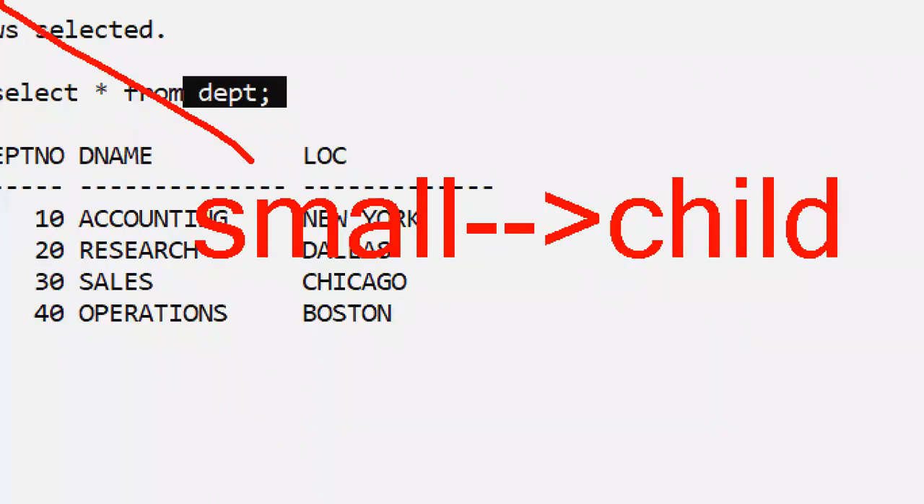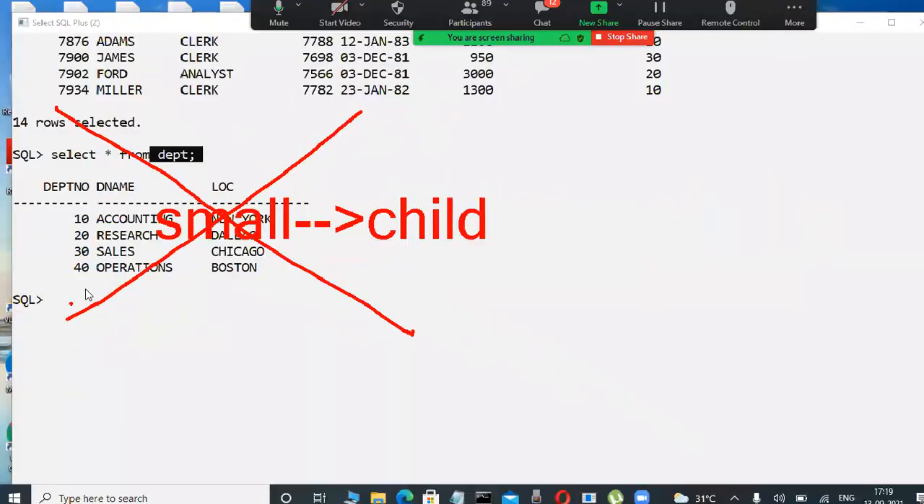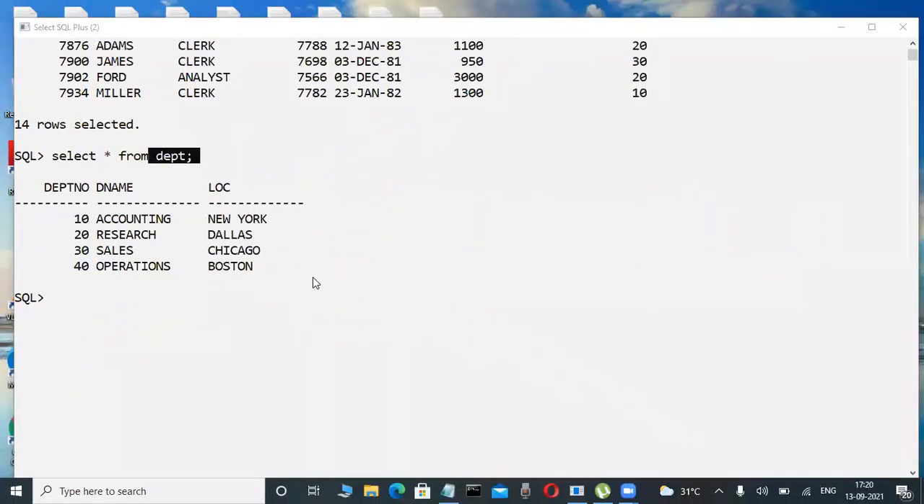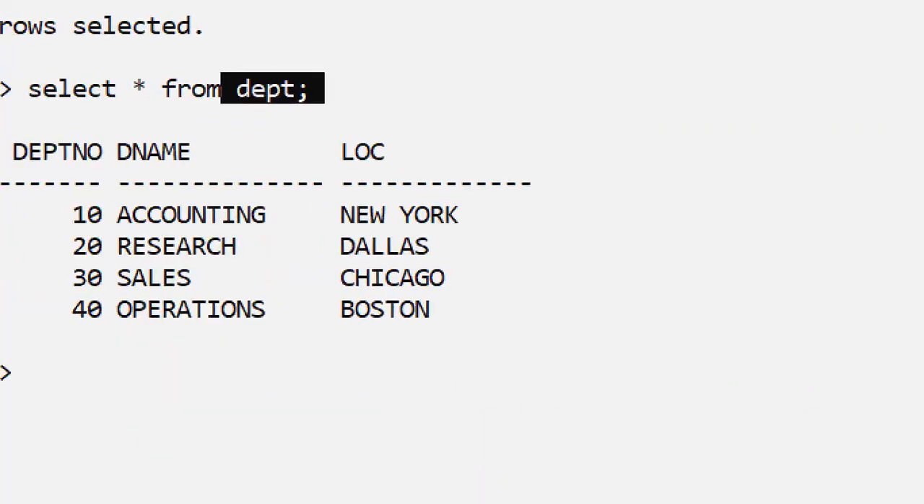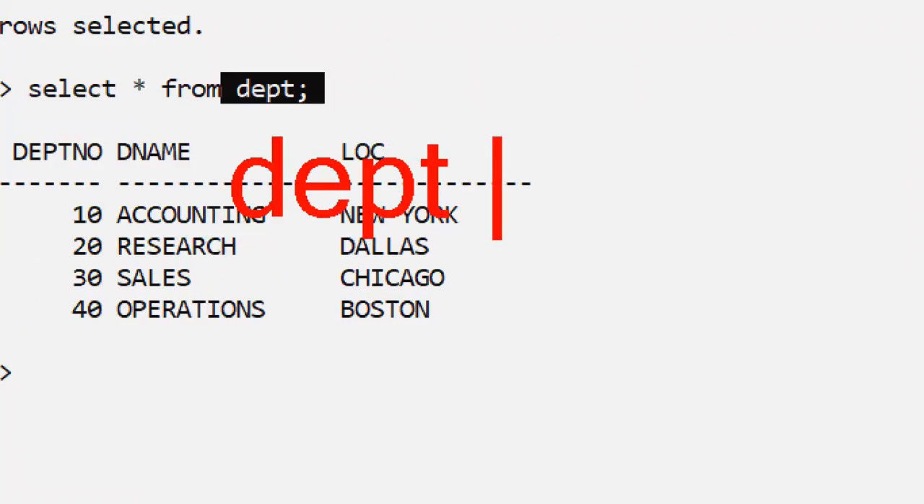Don't think that way, because big tables are not master tables, and small tables are not child tables. Here it is the reverse. Unfortunately, some experienced persons are telling, okay, very good. Some fellows are telling, check it out: DEPT is what? Master. Very good. DEPT table is a master table.